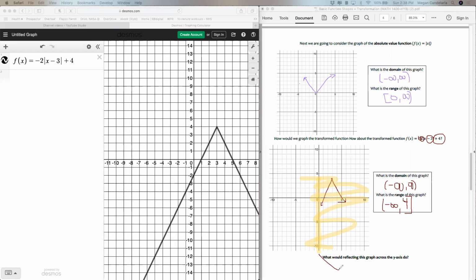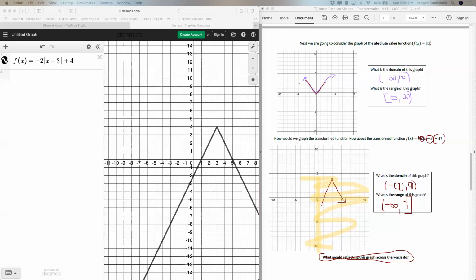Now look at this question down here. What would reflecting this graph across the y-axis do? Well, if we reflected this graph across the y-axis, right, this guy here, it wouldn't really do anything because that's just flipping this graph across the y-axis. And if I did that, I would get the exact same graph, okay?